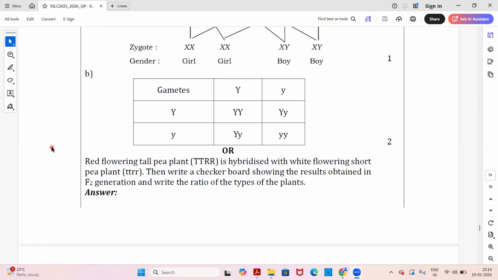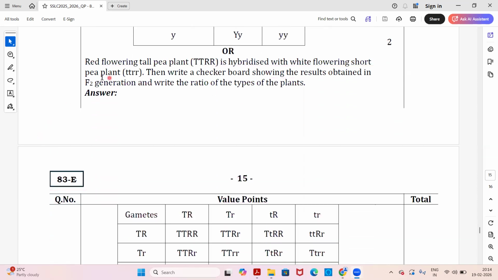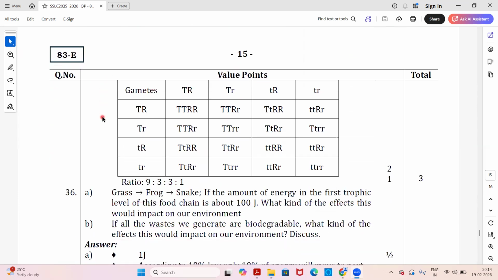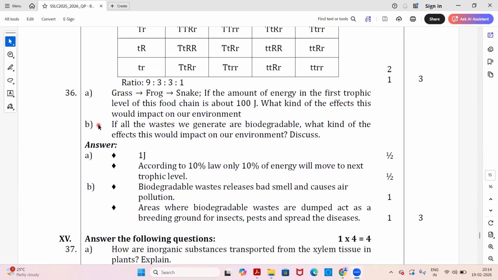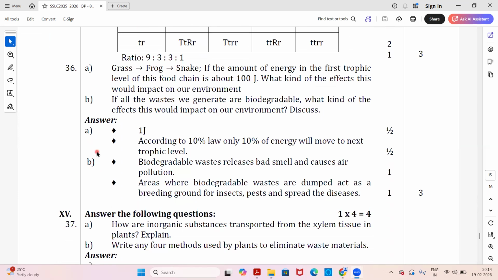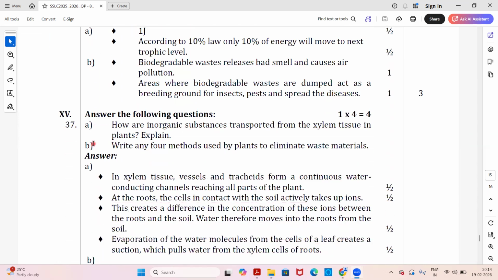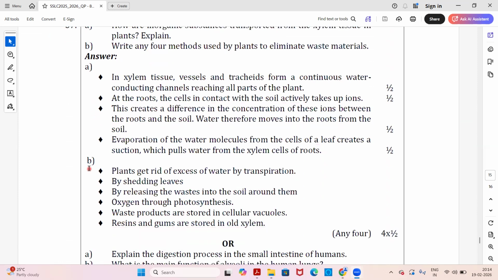You have an optional question also for it. This is the optional question here, and then the answer is given over here. Then question 36, sub questions A and B, answer for it is given over here. And then question 37, sub questions A and B, answer for A and B given here.